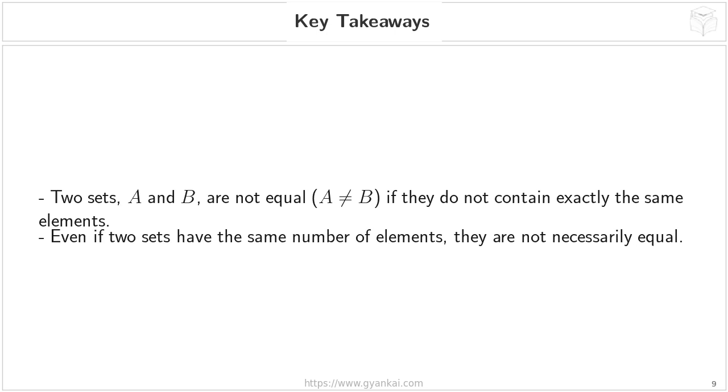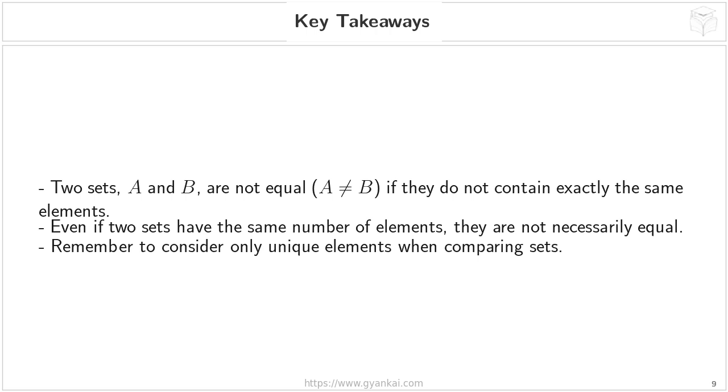The next point is really important and a common area where students make mistakes. It says that even if two sets have the same number of elements, they aren't necessarily equal. We saw this in a few of our examples. Just because both sets have, say, 3 items doesn't automatically mean they're the same set. You must check the actual elements themselves.